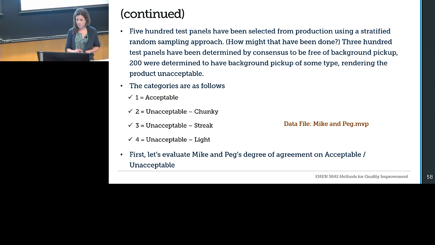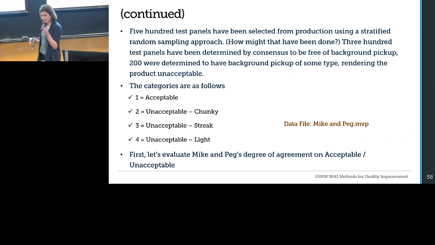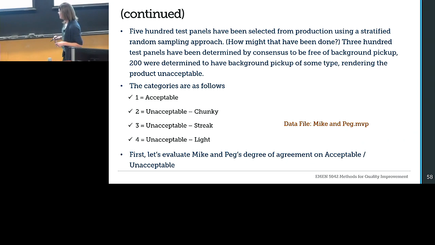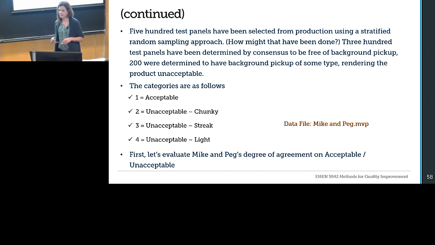Now let's test our raters to see if they can figure out how to assess these things. So here are the categories. It can be acceptable or unacceptable. And if it's unacceptable, they have to categorize it into chunky, streak, or light. So first thing, let's take a look at Mike and Peg's degree of agreement on acceptable and unacceptable.